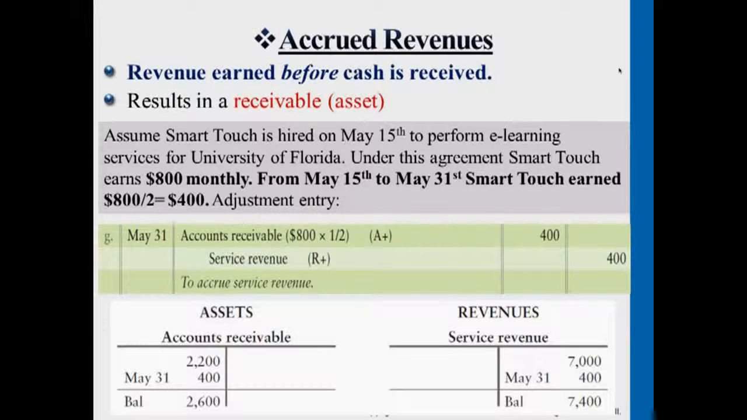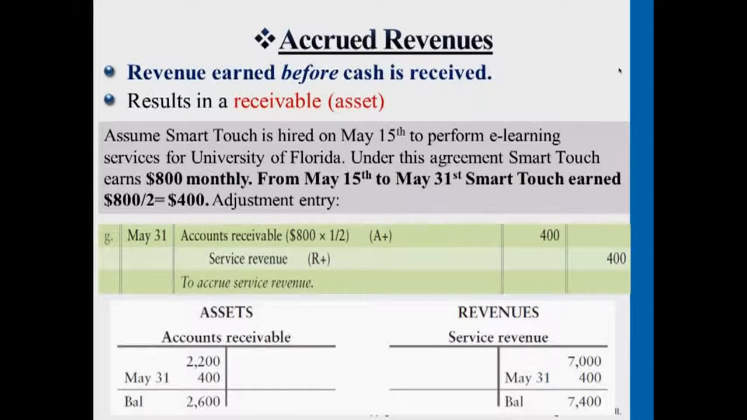Basically, it represents the revenue that the company already earned, but they have not yet received cash, and that's all it is. So when it reaches the end of the month, we want to represent, for example, some of the contracts. Like if a company hired SmartTouch to perform e-learning services starting from May 15th, and let's say that on a monthly basis they agreed to pay SmartTouch company $800. So this is a monthly contract amount.